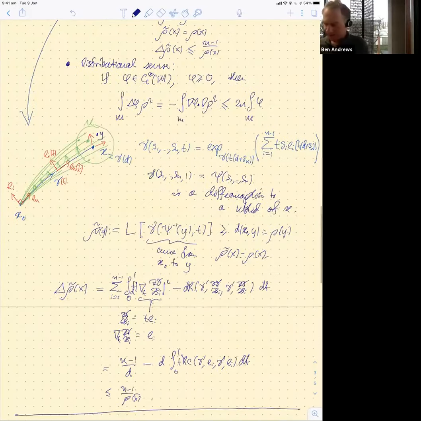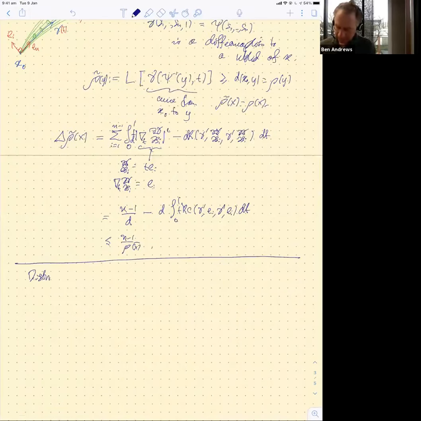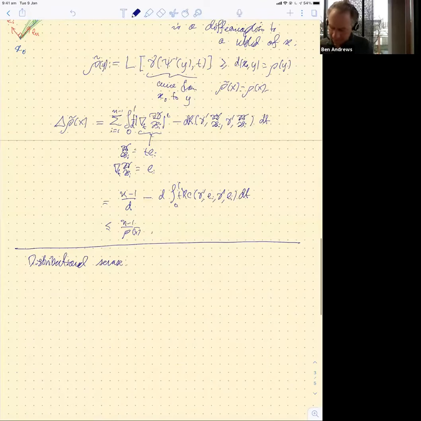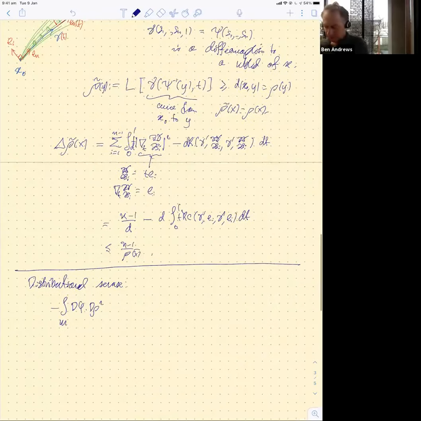For the second part, the distributional sense, that's a little bit easier actually. Remember, what we have to prove is that if I take d phi times d rho squared, then I get an inequality. Okay, so I'm going to use a little bit the fact that m is the exponential map from x naught of some set C. So this C is star-shaped.